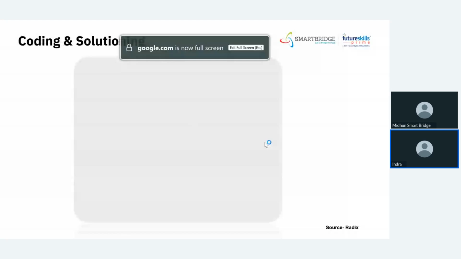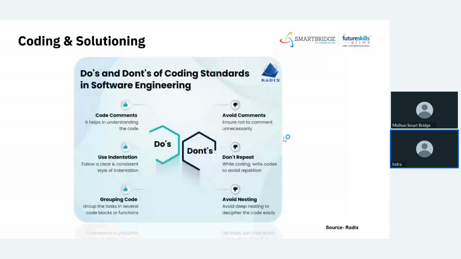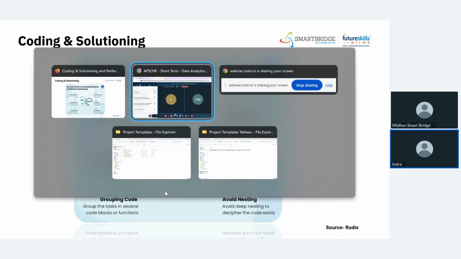Next is coding. What are the do's and don'ts of coding standards? First, let's talk about do's. Use code comments. Adding comments will make your code easier to understand. Use indentation. Indentation is nothing but some tab space. This keeps a very clear and consistent structure to improve readability. And grouping code. This organizes your task into functions so that it can improve clarity.